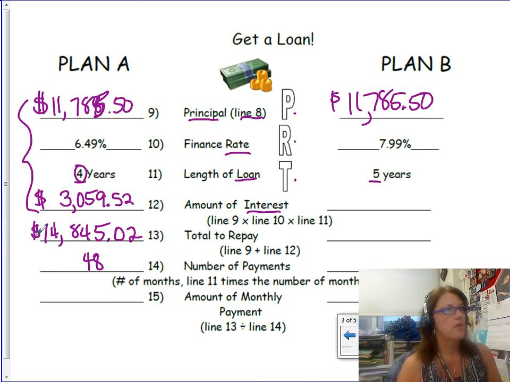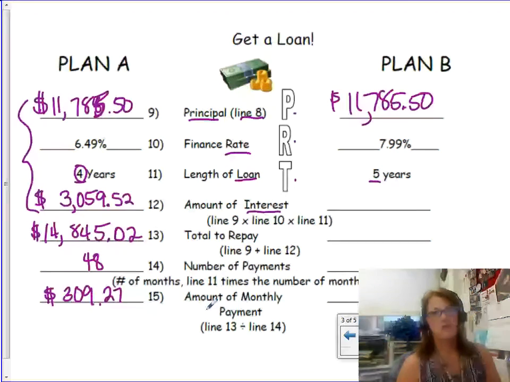So take whatever your total is on line 13 and divide it by 48 payments. And that's how much you have to cough up every month. In my case, it would be $309.27. Okay. All right. Now let's work out the scenario for Plan B.